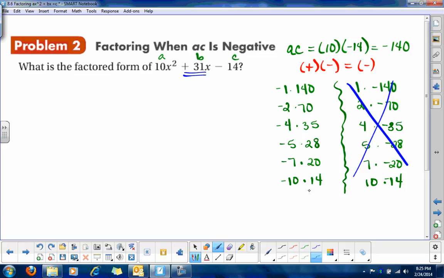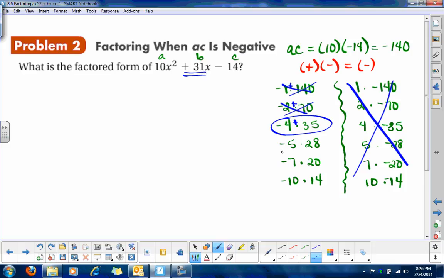So let's see, we want it to add up to positive 31. So negative 1 plus 140, nope, that's not it. Negative 2 plus 70, nope, that's not it. Negative 4 plus 35, ding, ding, ding, there it is right there.